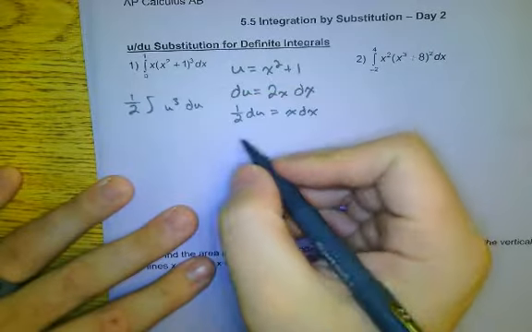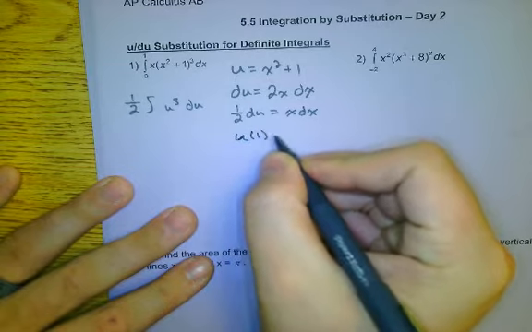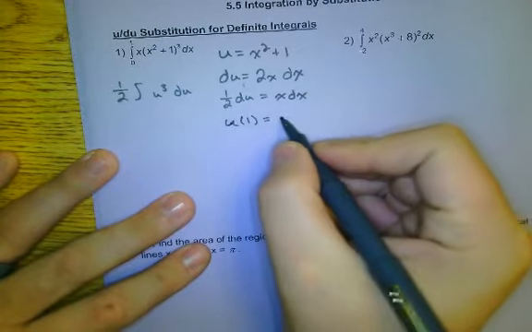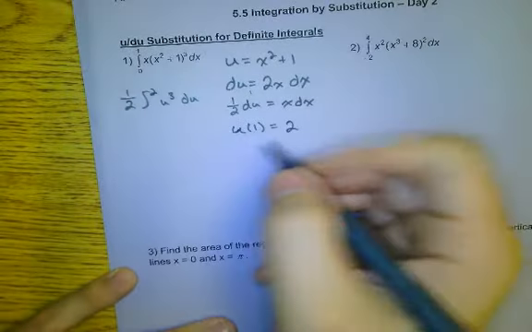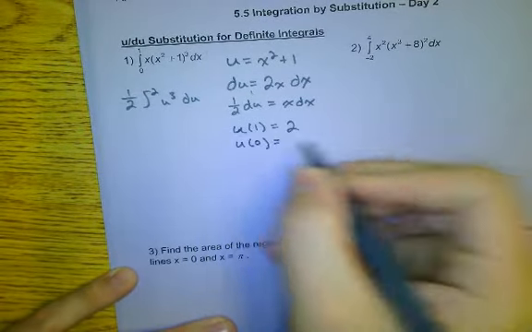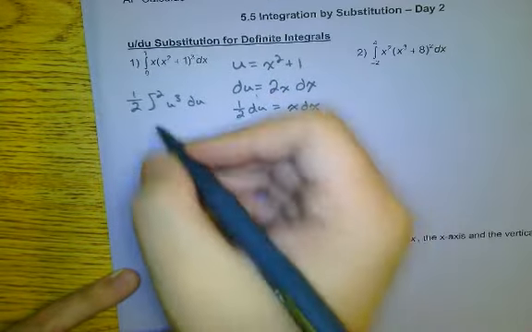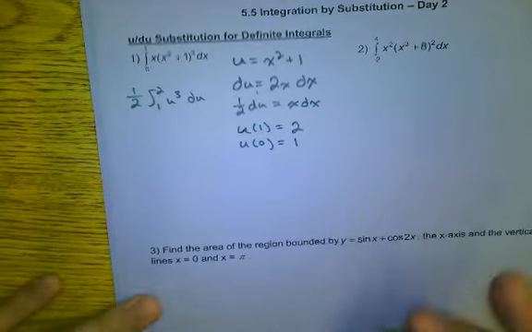Okay? So if I plug in a 1, what am I going to get? 1 squared plus 1 is 2. So my upper bound changes into a 2. When I plug in a 0, so U of 0, my lower bound changes into 0 squared plus 1, which is a 1. And that is the only difference for today. But the convenient part is we do not need to go back into x's.